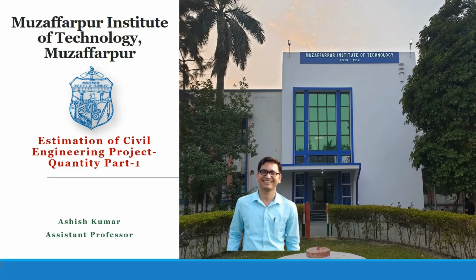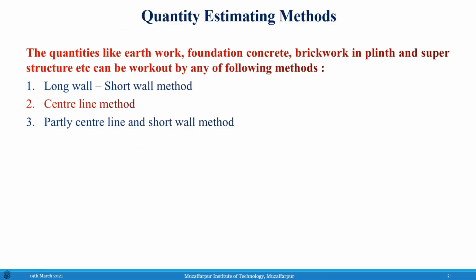So in last class we dealt with the basics of estimation of civil engineering projects, and you can visit the last video also for more insights. Last class we were saying we need to estimate the quantity and then we need to estimate the rates. So this is for estimation of quantity, and this is part one of that video. Let's see how to estimate the quantities of various components of civil engineering works.